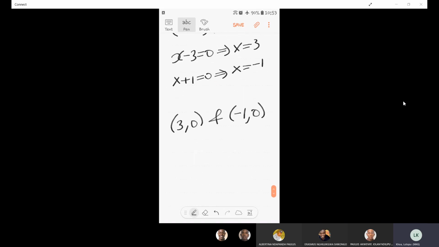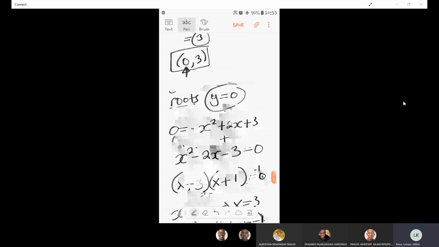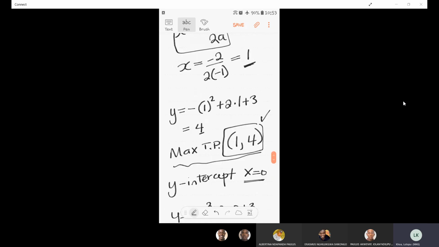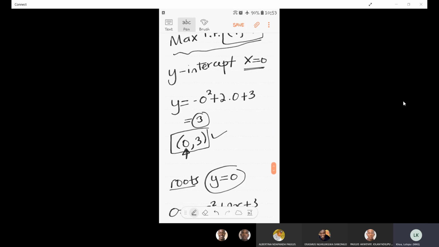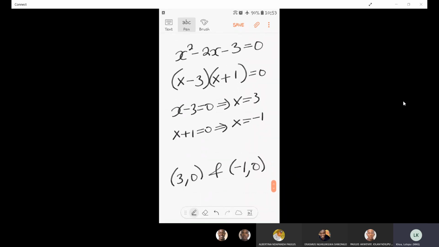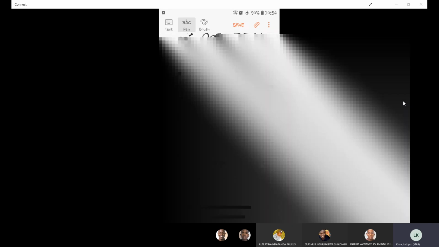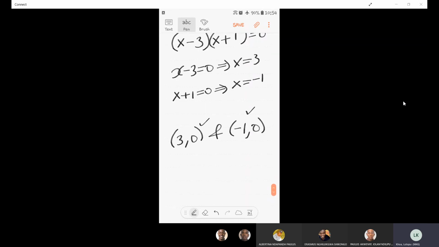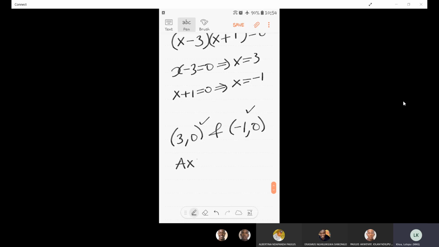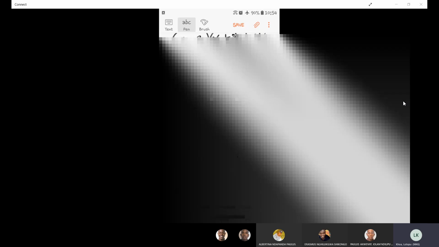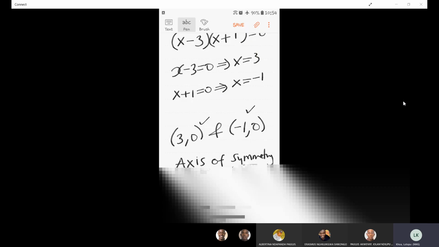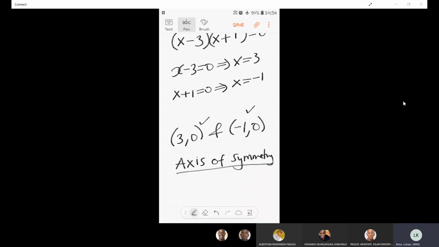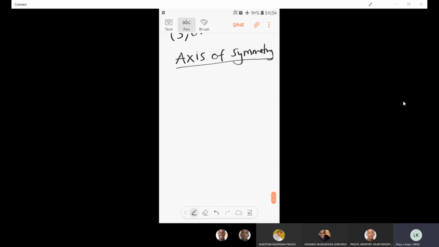Okay, so I have 4 points now that I'm going to sketch. So the first one was my maximum turning point, then I have my y-intercept, then I have my x-intercepts, which are also called the roots. Okay, then the last thing I need to determine here is the axis of symmetry. So remember, axis of symmetry, this is just the line that divides your parabola into two equal parts.